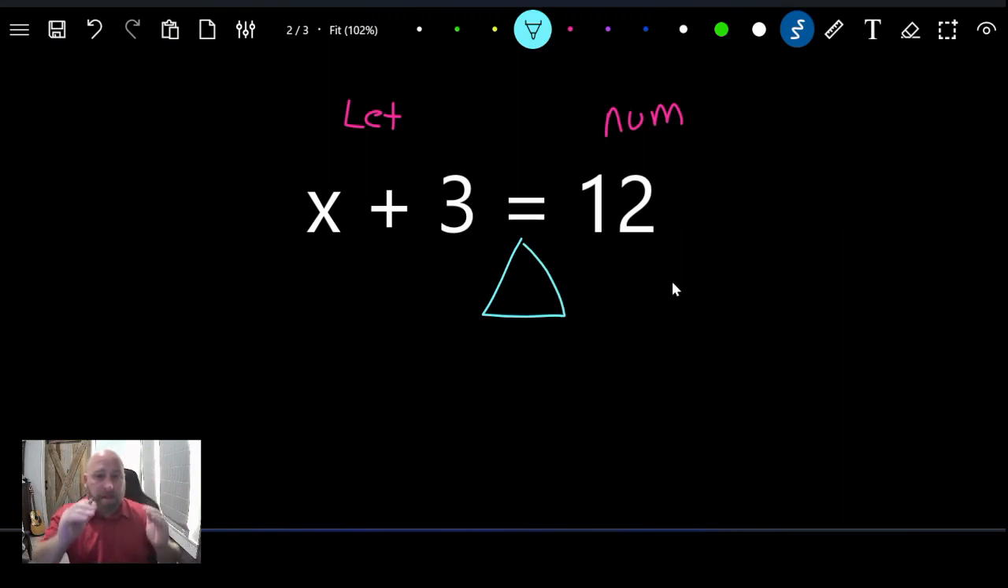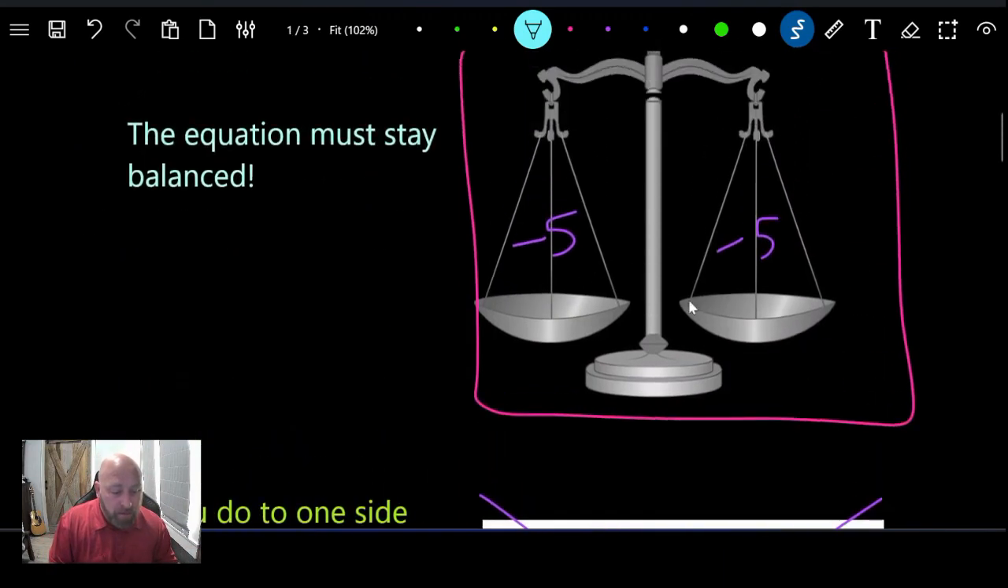This is like it's balancing on this triangle right here, right? That's what the equal sign does. So if we go back up here to our balance, remember this. This is like the equal sign right here. This is the thing that kind of balances it, that middle part. So if we subtract 5 from one side, we have to subtract 5 from the other side.